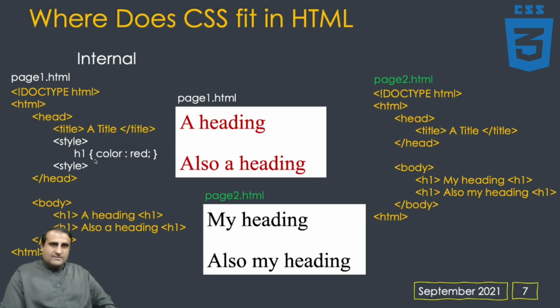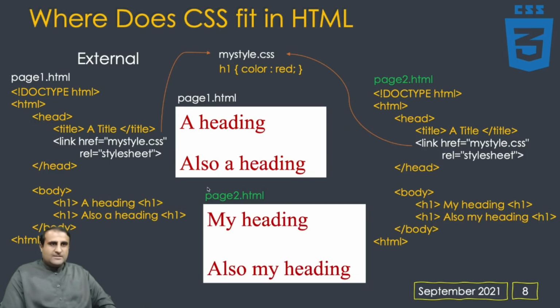Lastly, we have external CSS. We can take the same example. If we want to render every heading in every page this way, we can take this CSS out and save it into a separate CSS file, for example my style.css. So we have one rule set here in the mystyle.css file, and then we can link this CSS file into page 1 and into page 2 also.